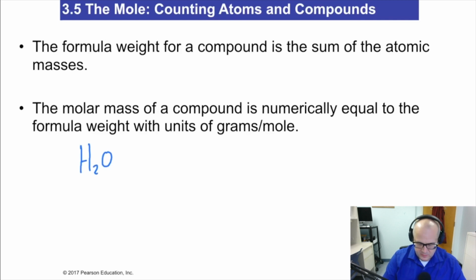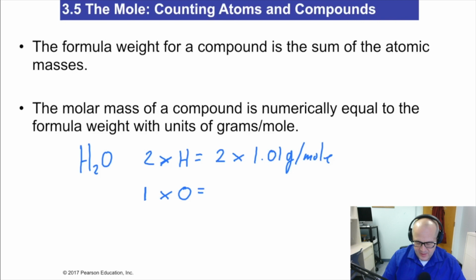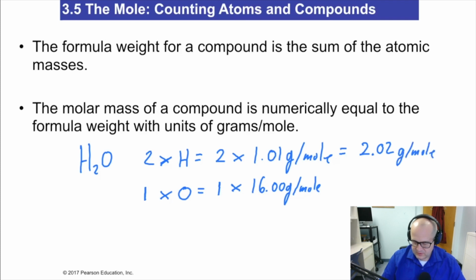H2O, 2 times hydrogen. Hydrogen is 2 times 1.01 grams per mole. That's the molar mass of hydrogen. Oxygen. It's 1 times oxygen. I happen to know the molar mass of oxygen is 16.00 grams per mole. So multiply through, 2.02 grams per mole plus 16.00 grams per mole. And if you add all that up, you'll get 18.02 grams per mole.